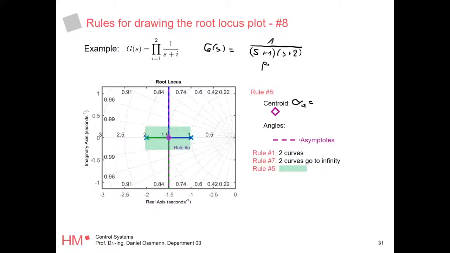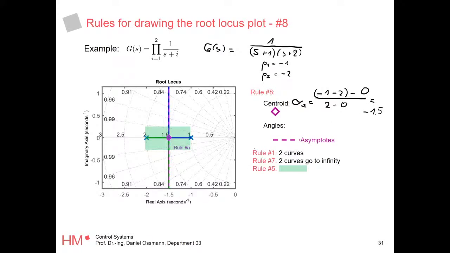The only thing which can go wrong is that you need to be aware that the poles are negative. So we take the real part of the poles, minus 1, we add minus 2. We subtract the real parts of the zeros. We don't have any zeros. And we divide over the number of poles minus the number of zeros. And this should be roughly minus 1.5.